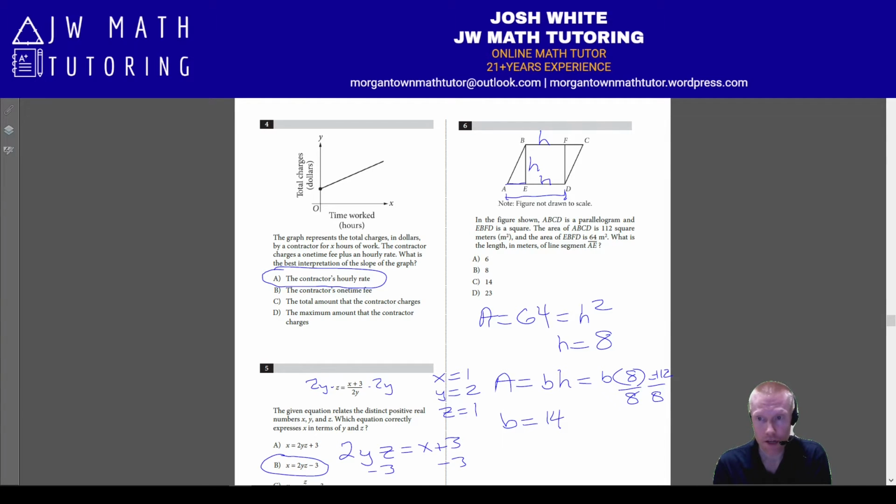Now, this side down here will also be the same as h, or the height, which is 8. So to get AE, we basically just have to subtract 14 minus 8, and that will give us 6. So the correct answer is going to be letter A, 6.